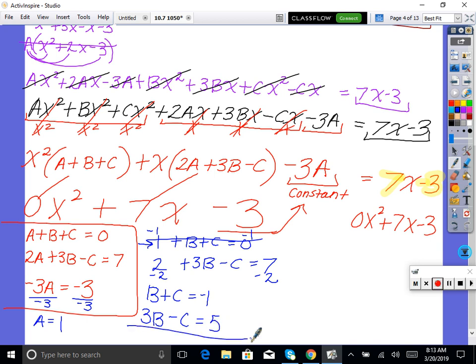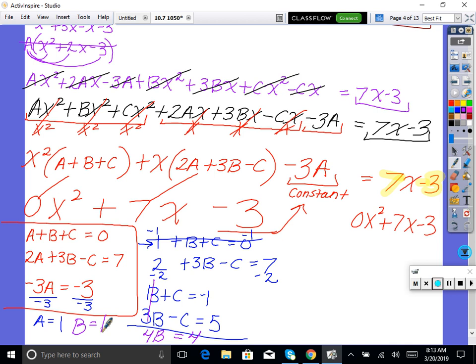Okay, let's solve by elimination, because look, don't our c's just cancel out if we add straight down at this point? So we're just solving. Adding straight down, it looks like I'm going to get 4b equals 4. Therefore, we know b must equal 1. Divide both sides by 4.